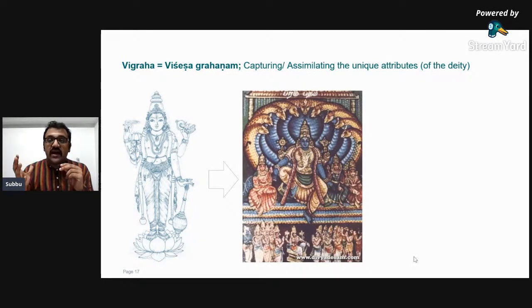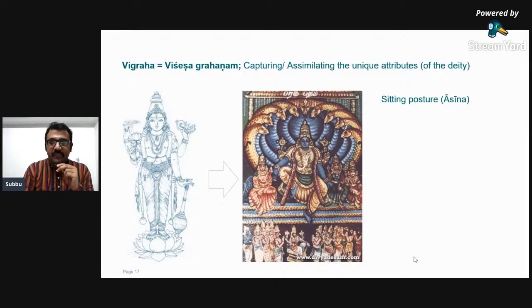Now this is all about the Sthanaka Moorthi, or the standing posture of Vishnu. Now let's come to the second. What do you see? You see Vishnu in a seated posture. So this is called Asana. That is the second kind of Vigrahams of Vishnu that you see.